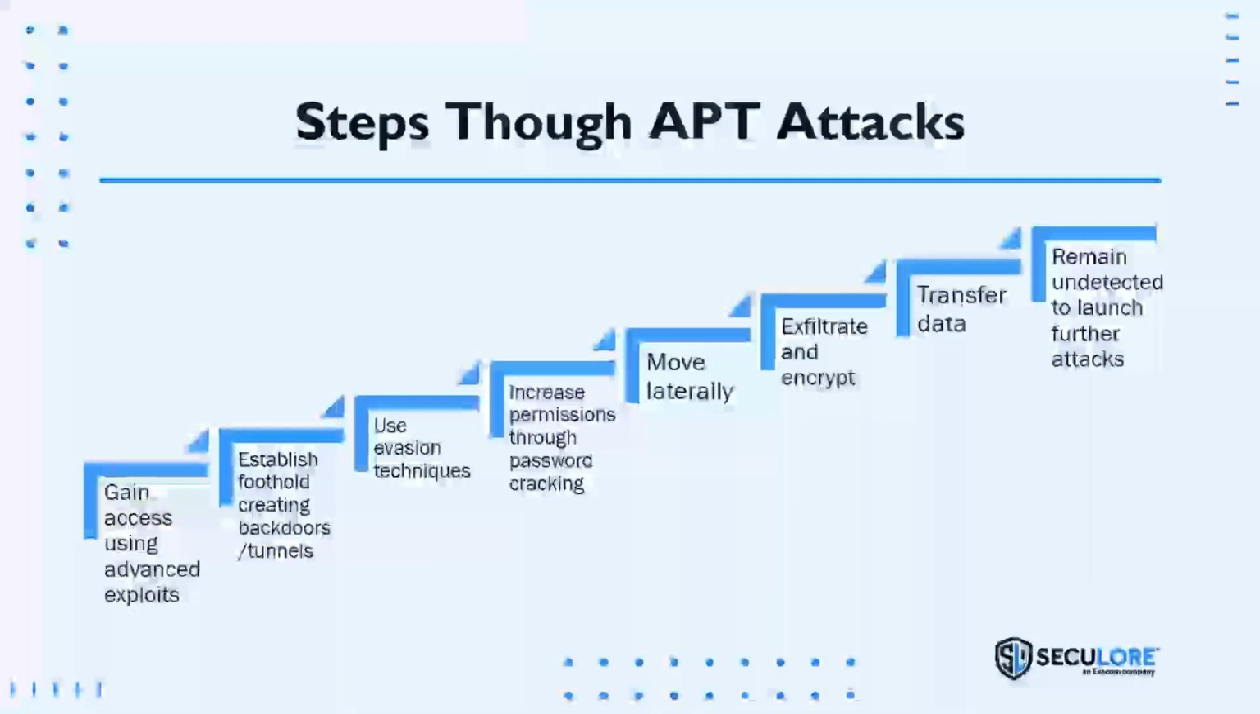Well, let's talk about the attack chain. Let's go through what the steps of an attack are. First, they gain access using an advanced exploit, hopefully, not an old one because we patched for it, right? Or spear phishing. Some way they gain access.